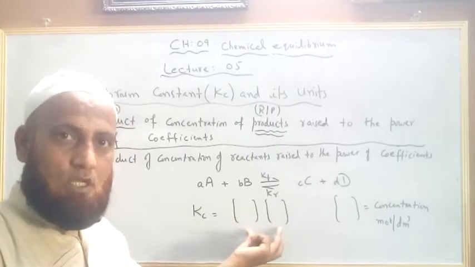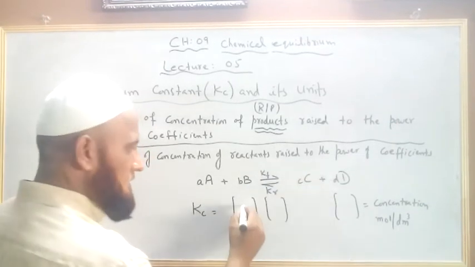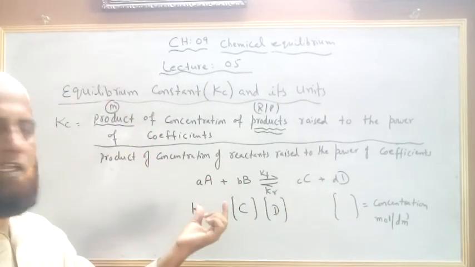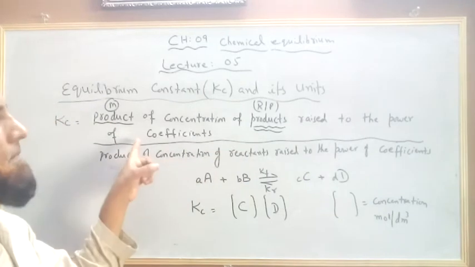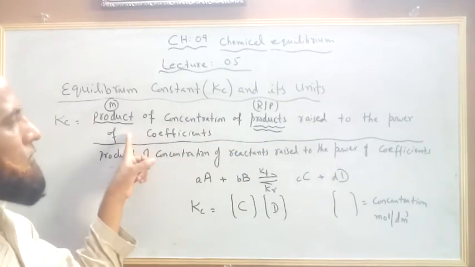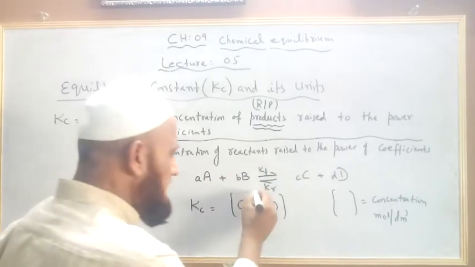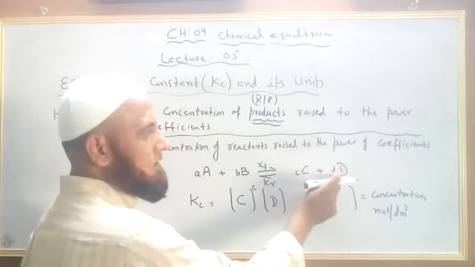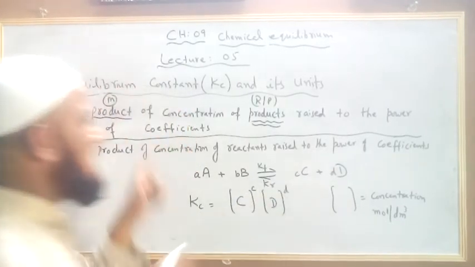Product of concentration of what? Products. What were your products? Your products were C and D. In the above equation, we have C and D as products. Now, to the power of coefficient. What is the coefficient of capital C? Small c is the coefficient of capital C. And what is the coefficient of capital D? Small d.